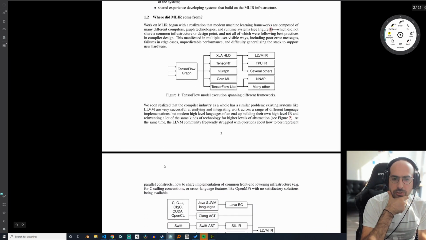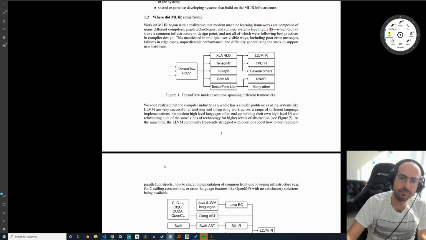Okay, interesting. So we soon realized that the compiler industry as a whole has a similar problem, where existing systems like LLVM are very successful at unifying and integrating work across a range of different language implementations. Right?